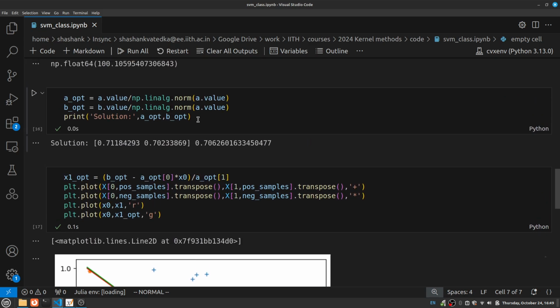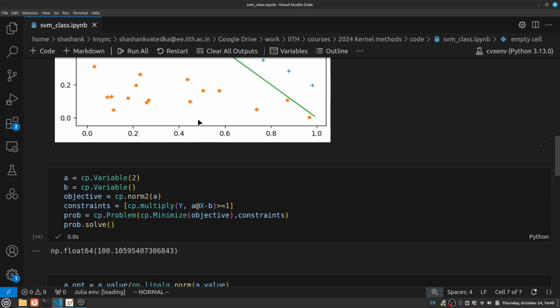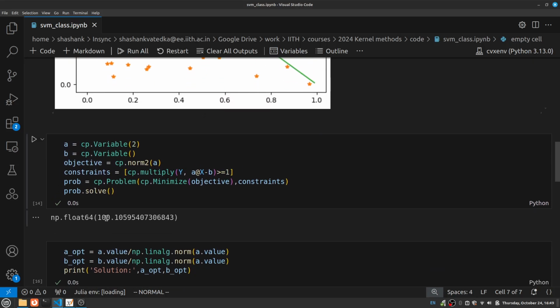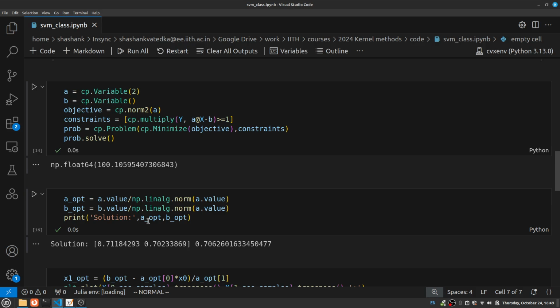And we also see what the margin is going to be. So this is the solution. This is the norm of A, or norm of A star. So the margin is 1 by norm of A star. So that's 1 by 100. It's pretty small. Right? Any questions?